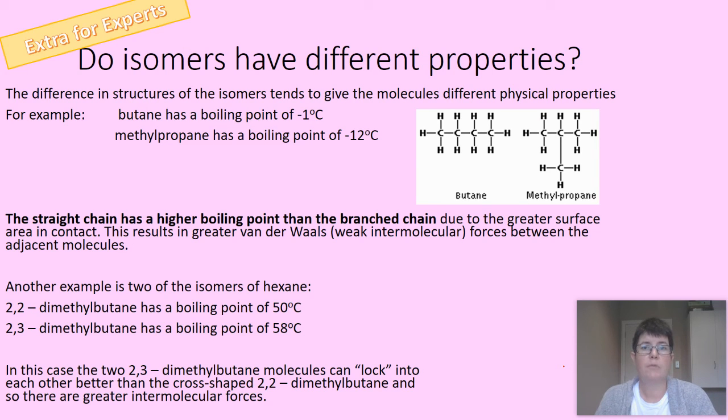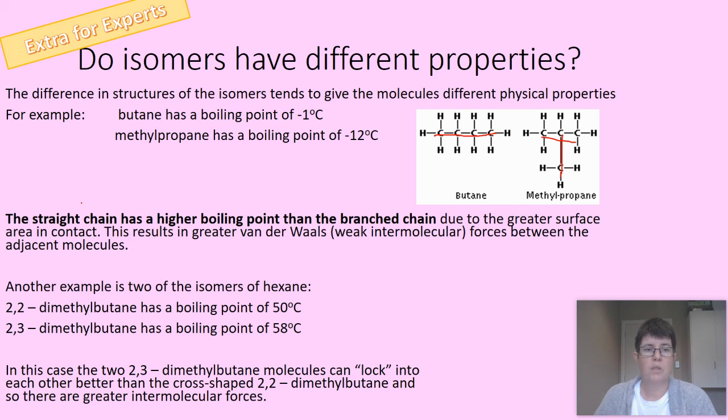Okay, this is an extra for experts. Do isomers have different properties? The difference in the structures of the isomers tends to give the molecules different physical properties. For example, butane has a boiling point of -1 degree centigrade, whereas methylpropane, and I've got those structures over here, is different. Butane is a straight chain molecule, whereas methylpropane has a bit of a branch going on. It's got the same number of carbons and hydrogens, so it's the same size, but a different boiling point. So how can we explain that?